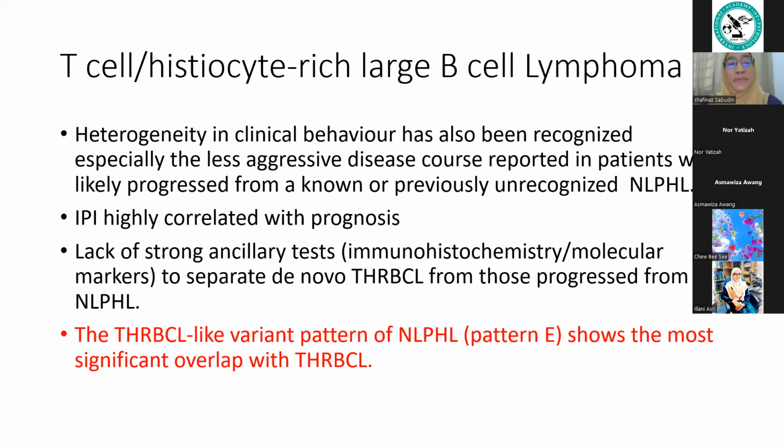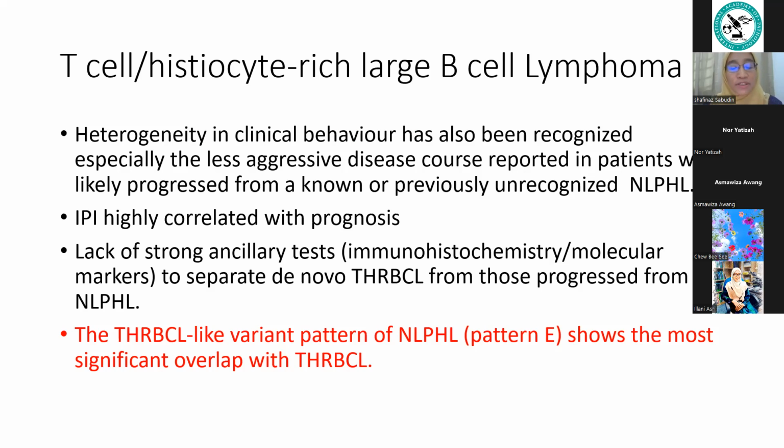And these patients may be the ones who likely progressed from a known or previously unrecognized nodular lymphocyte predominant Hodgkin lymphoma. The only way to give a prognosis for this T histiocyte rich large B cell lymphoma is by using the International Prognostic Index, and they usually correlate highly. There is a lack of strong ancillary tests, whether by immunohistochemistry or molecular markers, to separate de novo T histiocyte rich B cell lymphoma from those that progress from nodular lymphocyte predominant Hodgkin lymphoma.